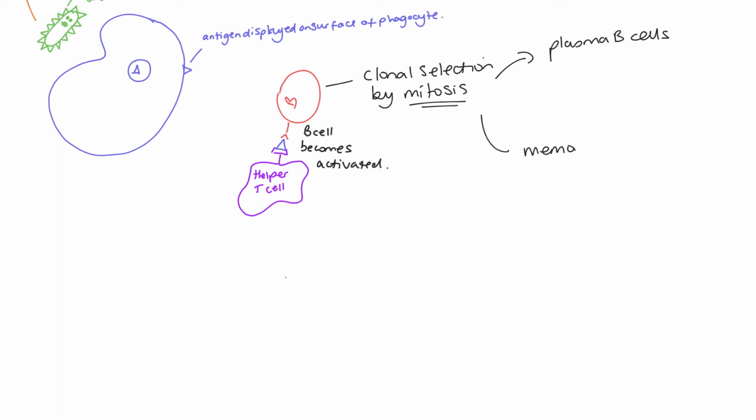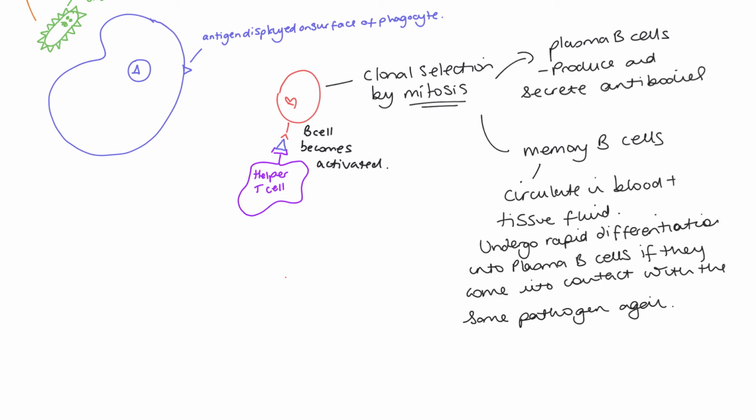Memory cells circulate in the blood and tissue fluid, and their job is to wait and respond to any future infection by the same pathogen. And if you do get a future infection by the same pathogen, they will very rapidly divide and develop into plasma cells to start secreting antibodies. This is called your secondary immune response.